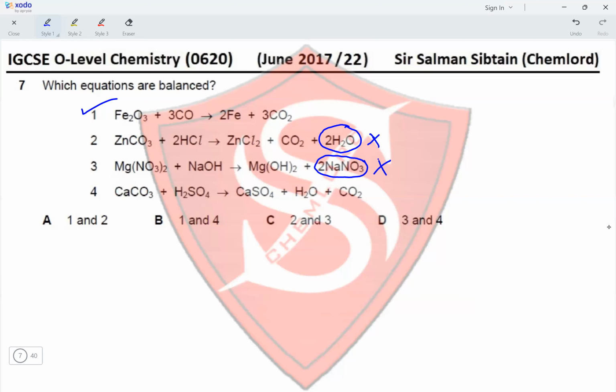And for the last one, we've got 1 calcium on the left, 1 calcium on the right, 1 carbon on the left, 1 carbon on the right, 2 hydrogen on the left, 2 hydrogen on the right, 7 oxygen on the left, and 7 oxygen on the right. 1 sulfur on the left, 1 sulfur on the right. So this equation is balanced as well. Since equations 1 and 4 are balanced, option B is the correct option for this question.